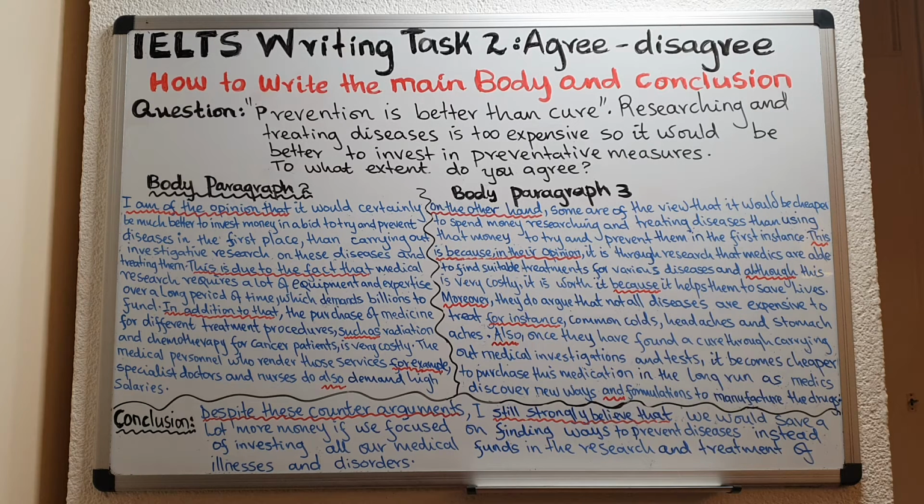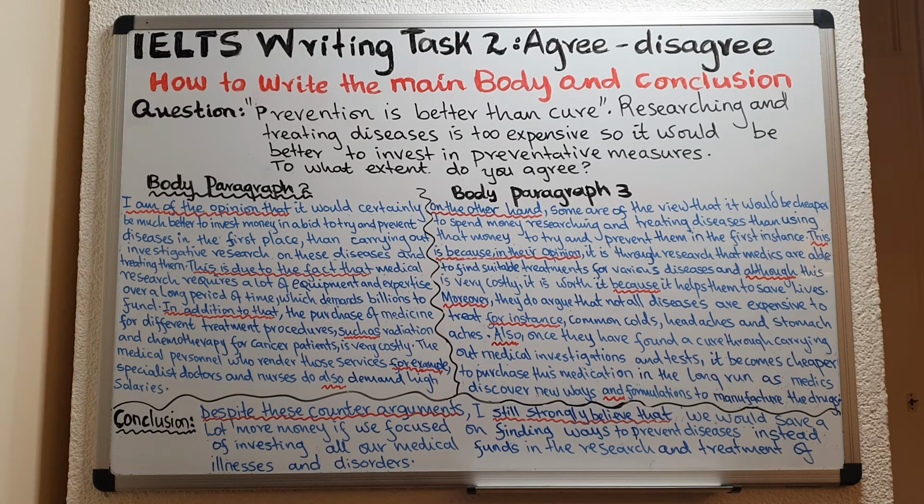In body paragraph 2, I have been asked to what extent do I agree with that statement. So in my introduction, I made it very clear that I agree with this statement 100%. So in body paragraph 2, I'm going to write about that because this statement has 2 sides to it. You can agree with the statement that researching and treating diseases is too expensive, so it would be better to invest in preventative measures. Or you can disagree with it.